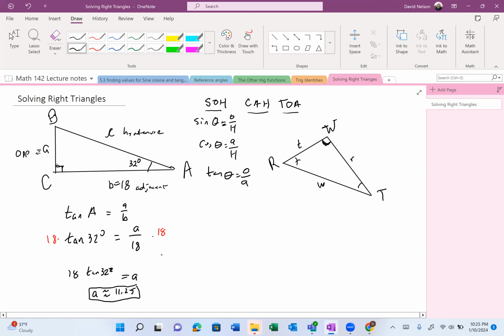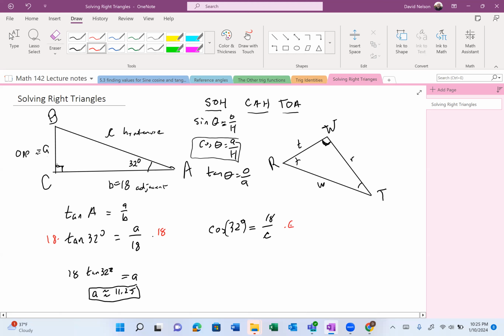We can find C. We can do a similar thing to find C. C is the hypotenuse, and I know the adjacent side. The hypotenuse and the adjacent side is cosine. I know that the cosine of 32 degrees is the adjacent side, so 18 divided by the hypotenuse, 18 over C, would give me the cosine of 32 degrees. And so I'm trying to solve for C.